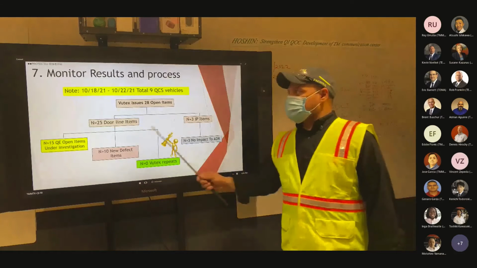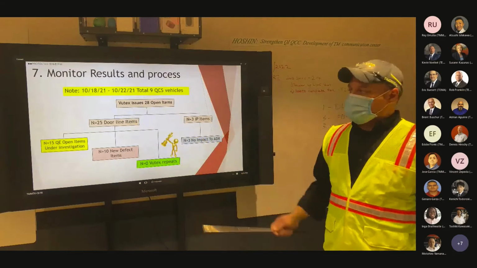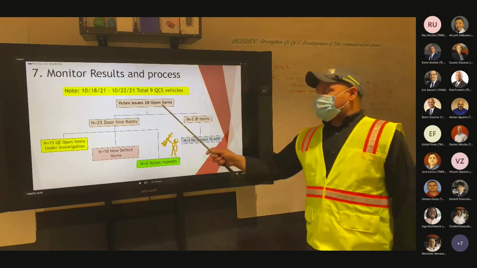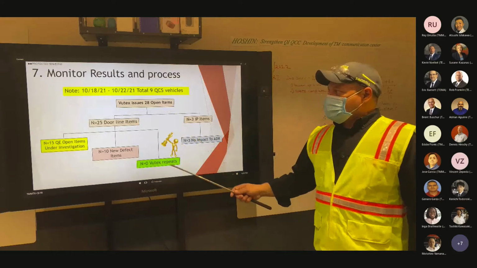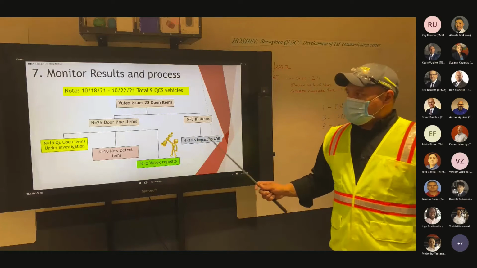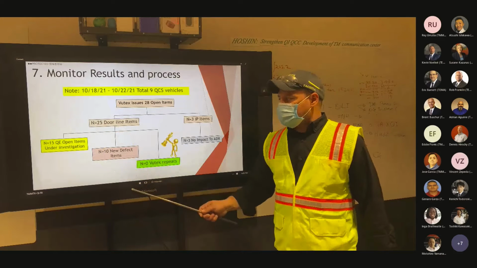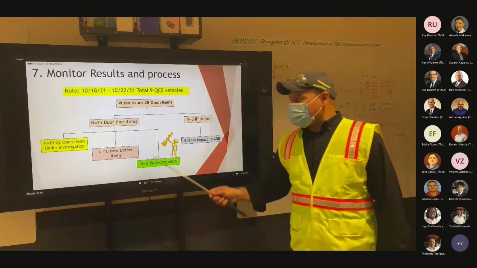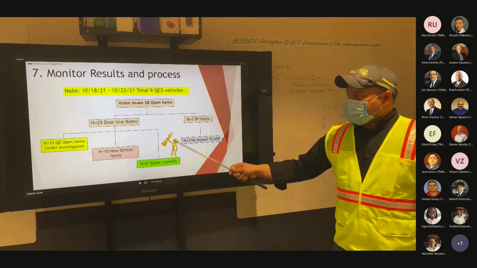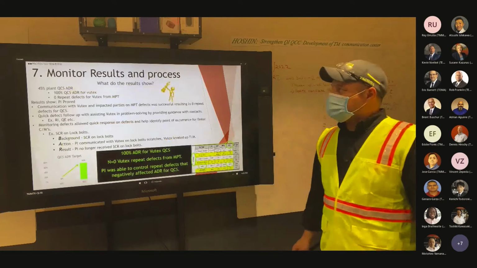So monitoring results. The week of 10/18 through 10/22, we had a total of 9 QCS vehicles. We had 28 open items. 25 were the door line items and 3 were IP. We would like to note that 15 of these were QE open items that are under investigation. We have 10 new defects, and more importantly, we had 0 ViewTech repeats from MPT.